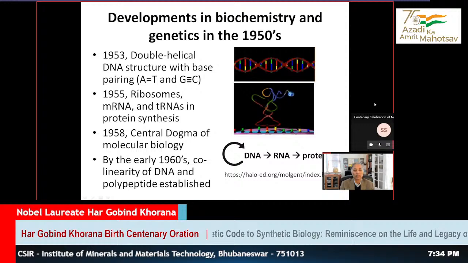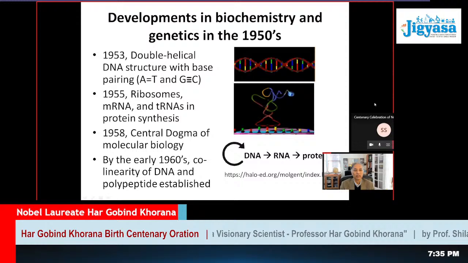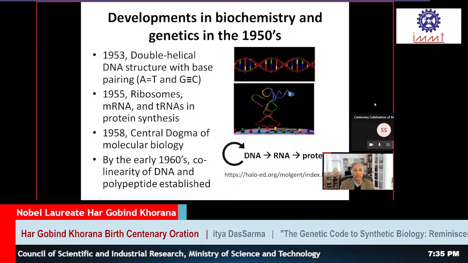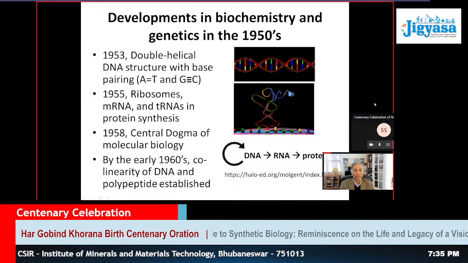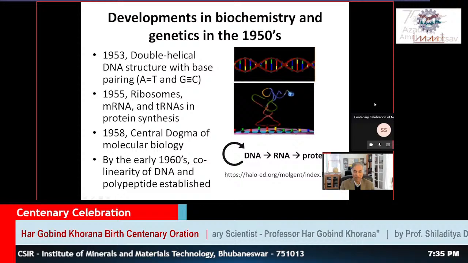Now, during the 1950s, there were other developments that were occurring in the field of biochemistry and genetics, including in 1953, the double helical DNA structure and base pairing had been discovered. And by 1955, protein synthesis had been shown to occur in ribosomes together with messenger RNAs and transfer RNAs. And by 1958, the central dogma of molecular biology was discovered, that information flows from DNA to RNA to protein.